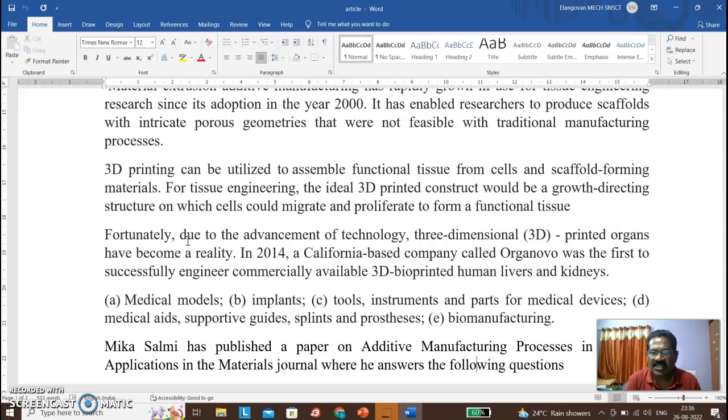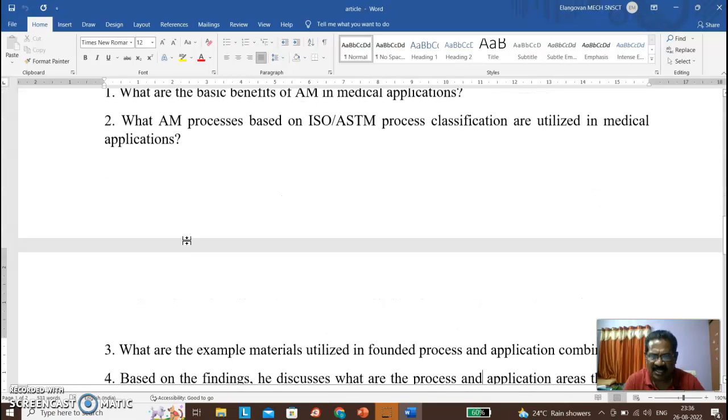We have also seen earlier some case studies on conjoined twins, where prior to surgery we may have a model in hand to find out how to separate the conjoined twins. Medical models, implants, tools, instruments, and parts of medical devices could be made. Medical aids, supportive guides, splints and prostheses, and biomanufacturing. These are all the various applications that exist today.